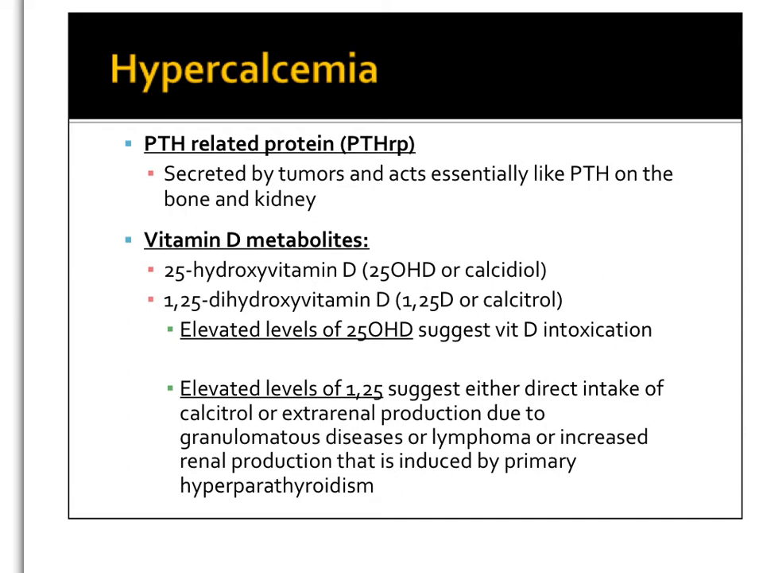You're going to look at the various vitamin Ds that are available. We've got the D25 and the 1,25 or 125. An elevated D25 suggests vitamin D intoxication. An elevated 125 suggests that this is either direct intake of calcitriol or an extrarenal production due to granulomatous disease or lymphoma, or increased renal production that is induced by a primary hyperparathyroidism.